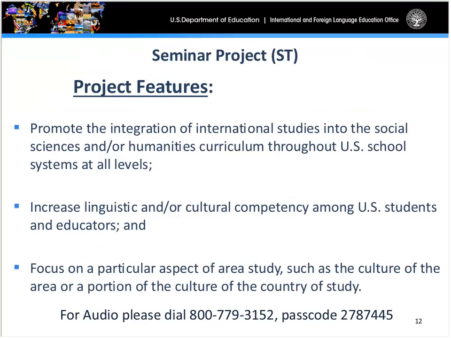So the features of the short-term seminar. Obviously they're all group projects abroad, so they're very similar, but there are some key differences. The project features for the seminar project is that it promotes the integration of international studies into the social sciences and humanities throughout the U.S. school systems at all levels. So here we want to increase the cultural and language competency among your participants, and also we're focusing on area studies such as their culture and really helping the participants understand that culture. So it's an actual seminar in learning that host country's culture.